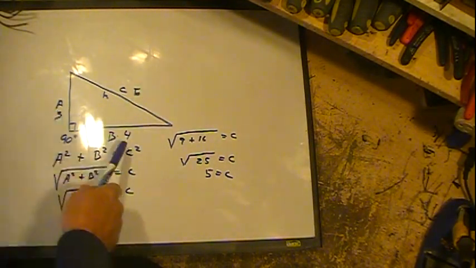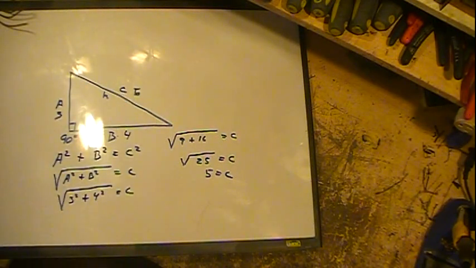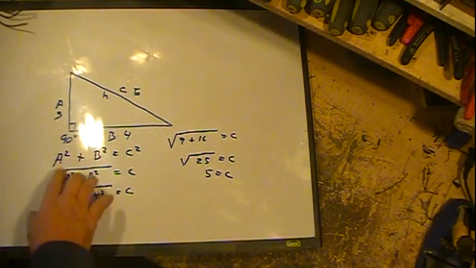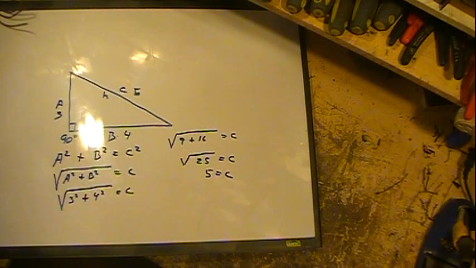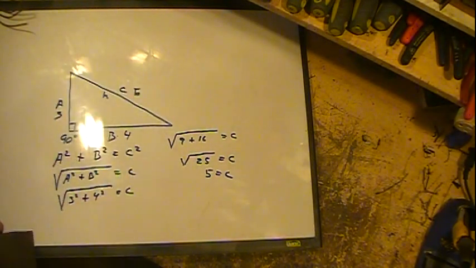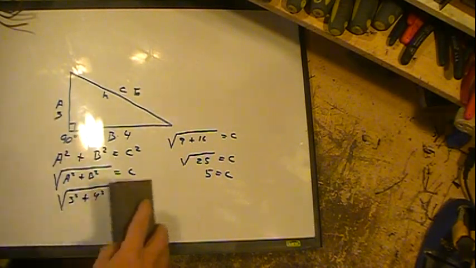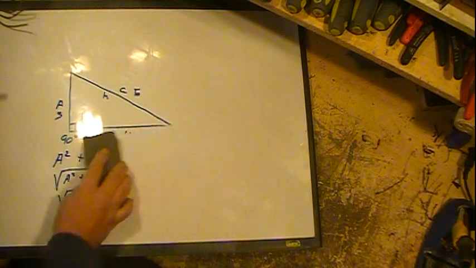Now that can be 30, 40, and 50. It can be 300, 400, and 500. It doesn't matter. But that's the Pythagorean theorem: a squared plus b squared equals c squared. It allows you to solve for a right triangle. And we'll be using this when we solve impedance, and you'll see in a little bit.